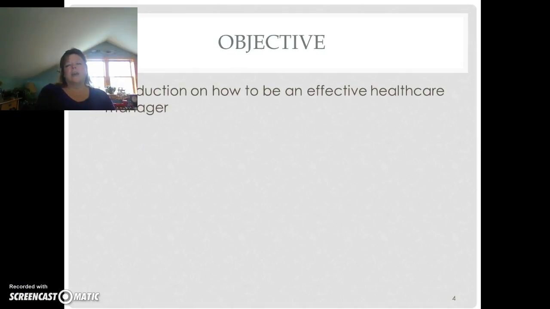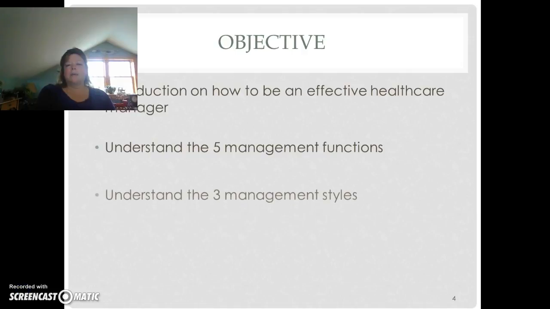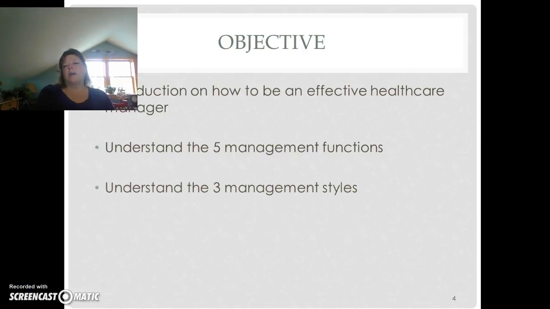So our objective. At the end of this session today, you'll have an introduction of how to be a healthcare manager. You'll have a better understanding of what the 5 management styles and functions are, and then about the 3 management styles and how to apply them appropriately.